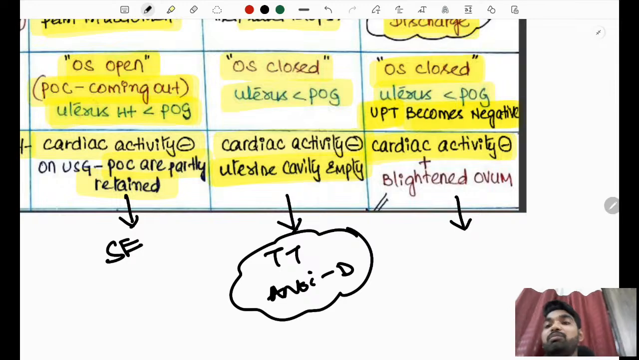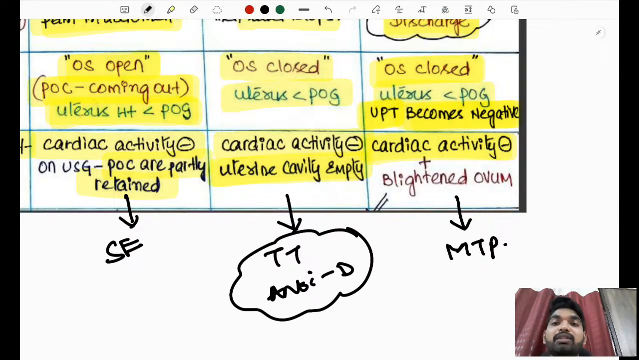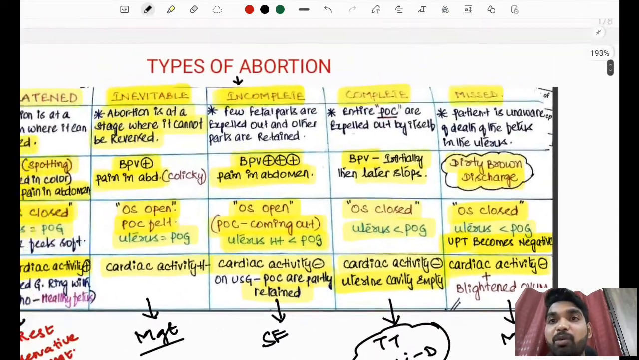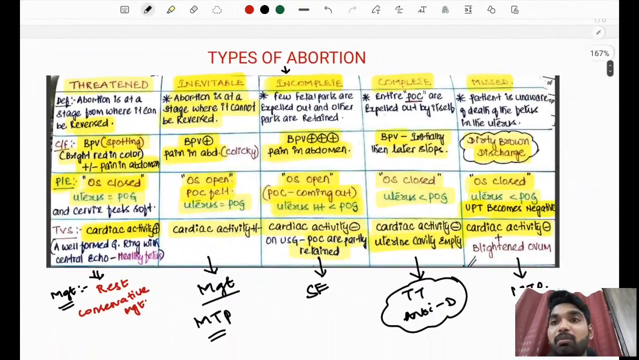And then in missed abortion, since you have to remove that dead fetus outright, you are going to do MTP to clear the uterus, okay. Now, so these are the types of abortion. I think now you are clear about the abortions.